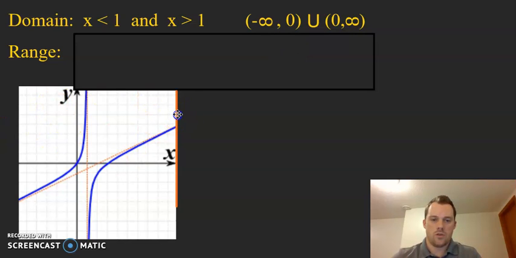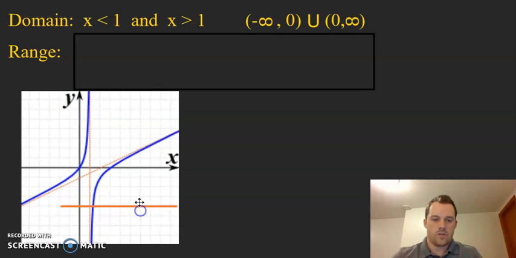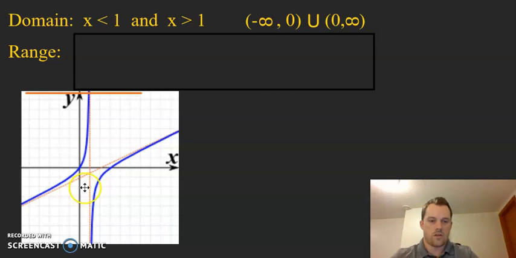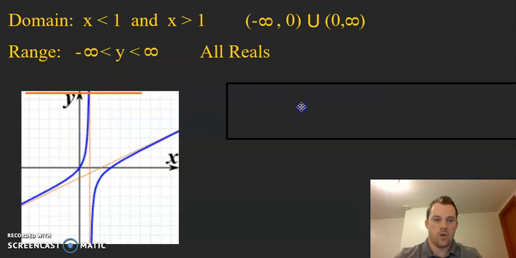Then for our range, I'm going to flip our line here. Always go to minimum first. So as I go down on my y-axis, this graph is going to go down forever. Actually, both pieces end up going towards negative infinity. And then as we go up, we see that our orange line is always touching the graph. And that's because this asymptote is a slant or oblique asymptote. It's not horizontal. And so there's some y value from negative infinity to infinity that's included at some point on our graph. So that just ends up being all real numbers.